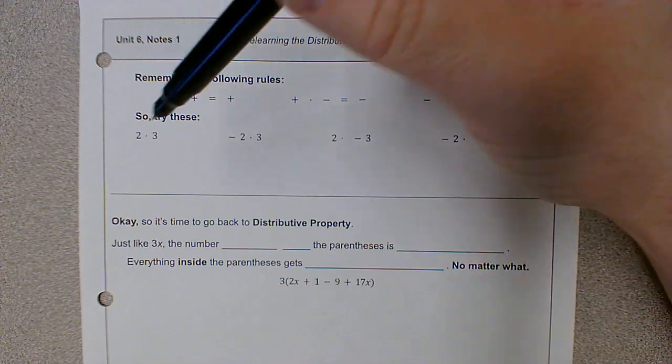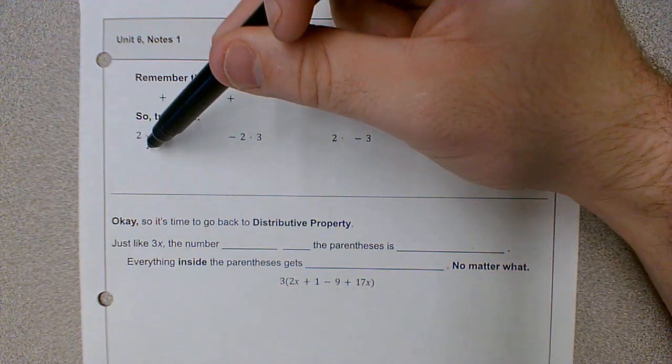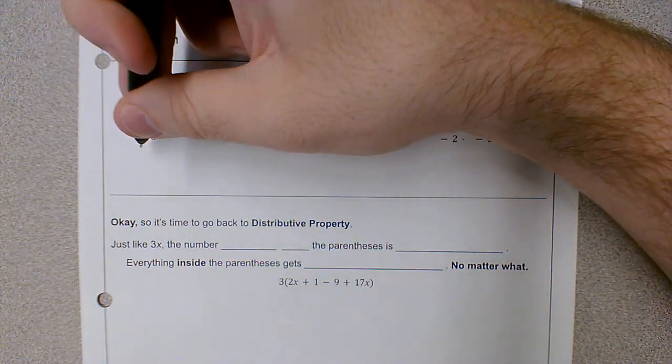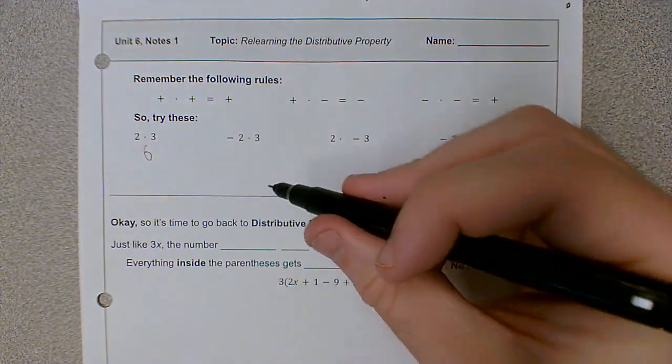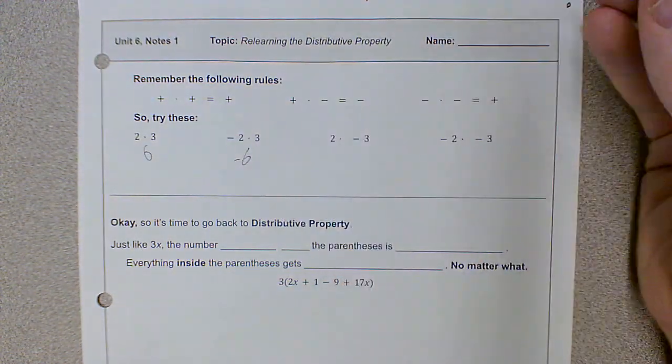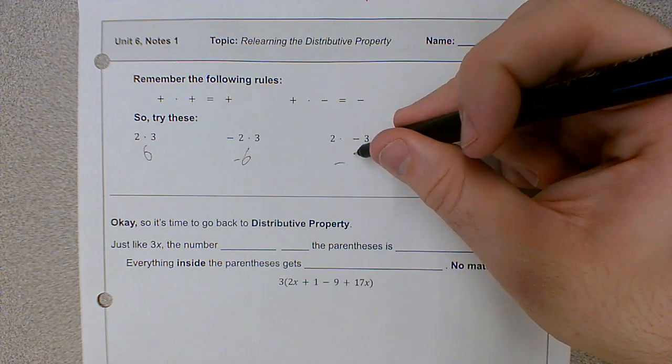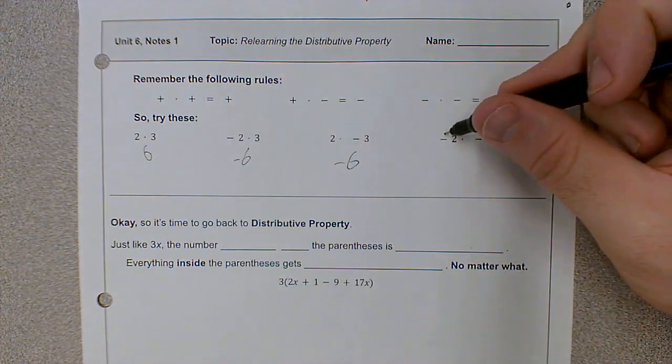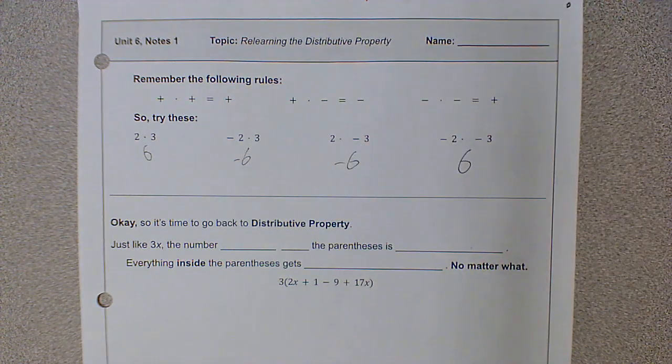That means when I multiply 2 positives here, I get 2 times 3 is just 6. Negative 2 times 3 is going to be negative 6. 2 times negative 3 is also negative 6. And when I have the 2 negatives, it turns back into a positive 6. Okay? Hope that's not too surprising.